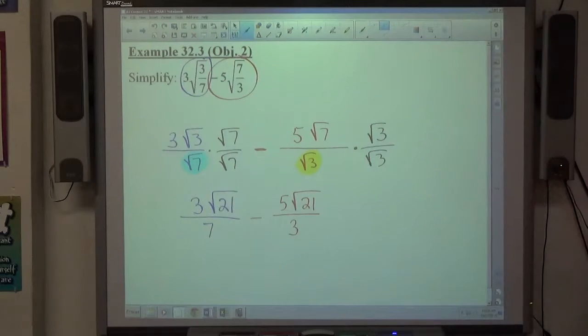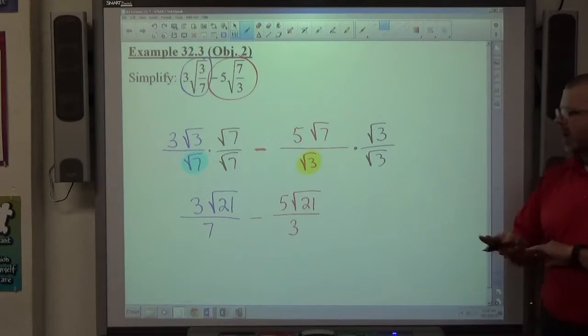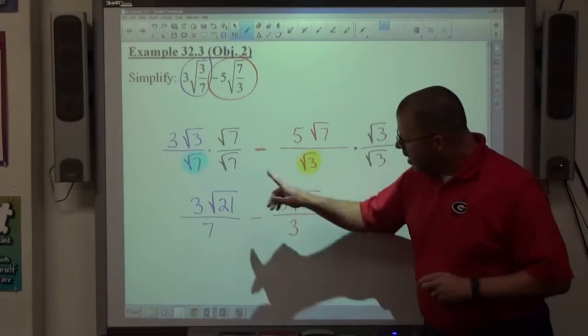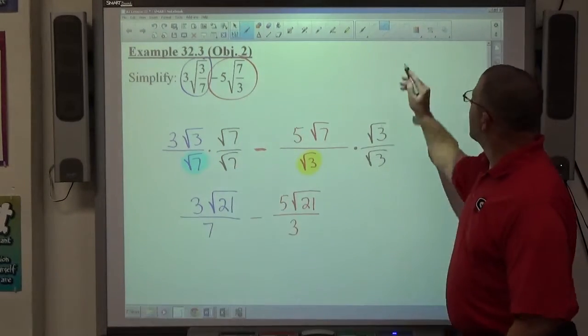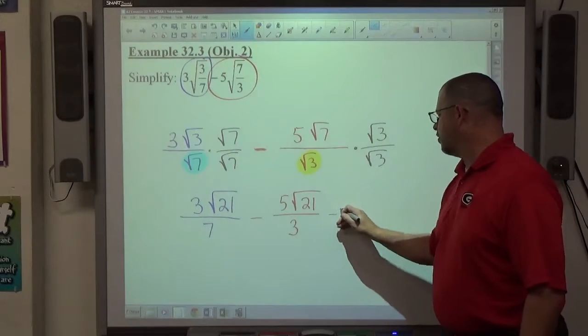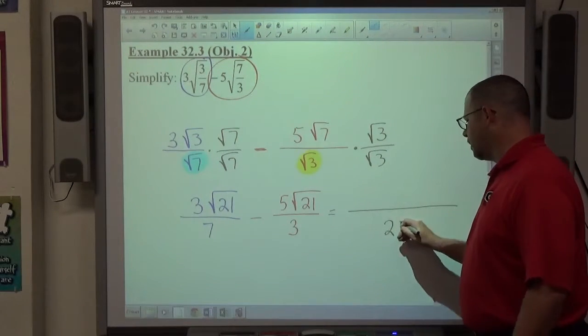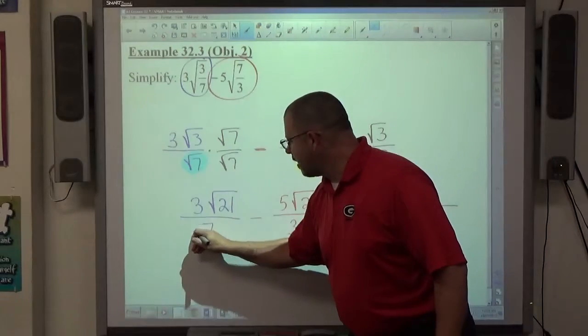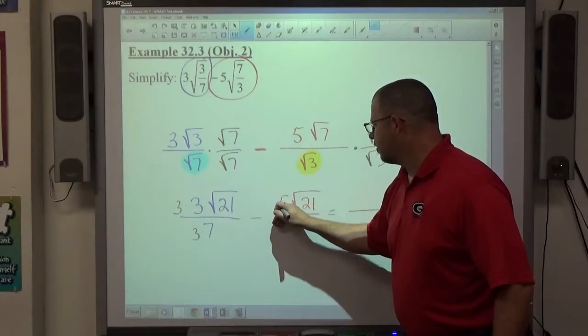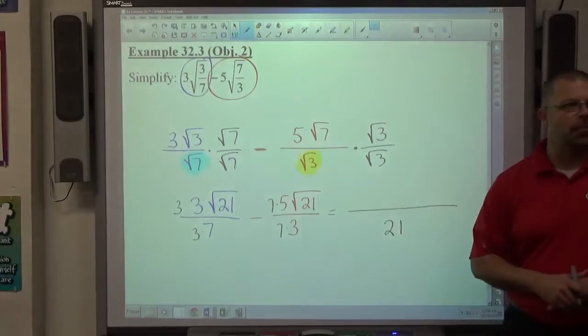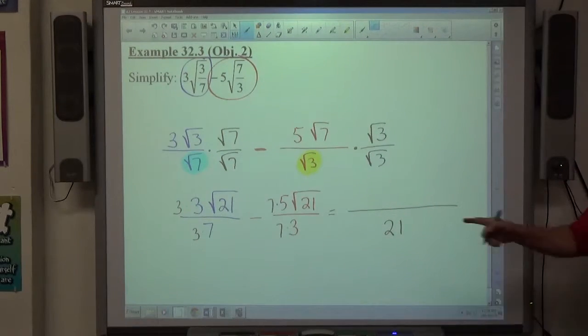So again, we're creating the structure that we're looking for, which is a radical on top, whole number on the bottom. Square root of 21 matches square root of 21, so subtraction is legal. We want to do that. And what we need to do is establish the common denominator, which is, of course, 21. 7 times 3, so 3 times 3. 3 times 7, so 5 times 7. So you multiply top and bottom by the same thing to get the common denominator of 21.